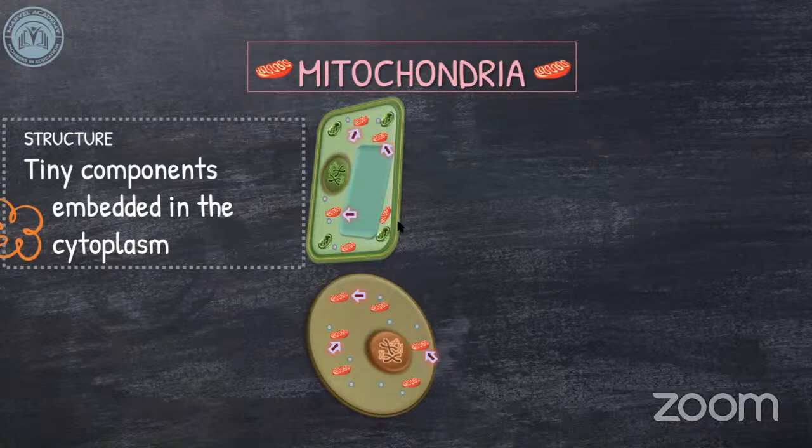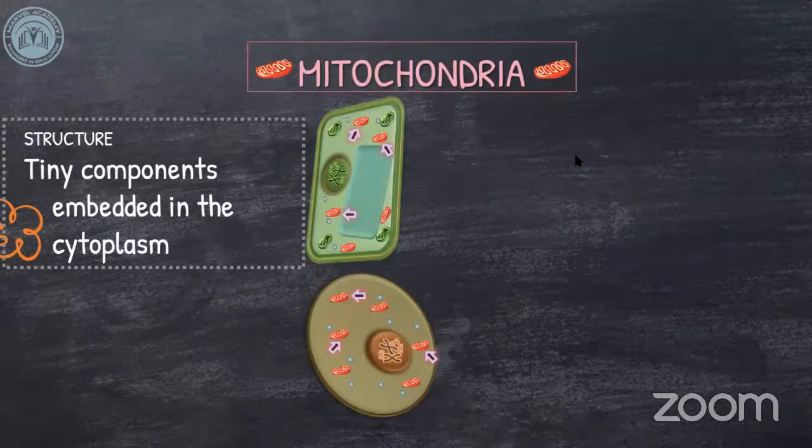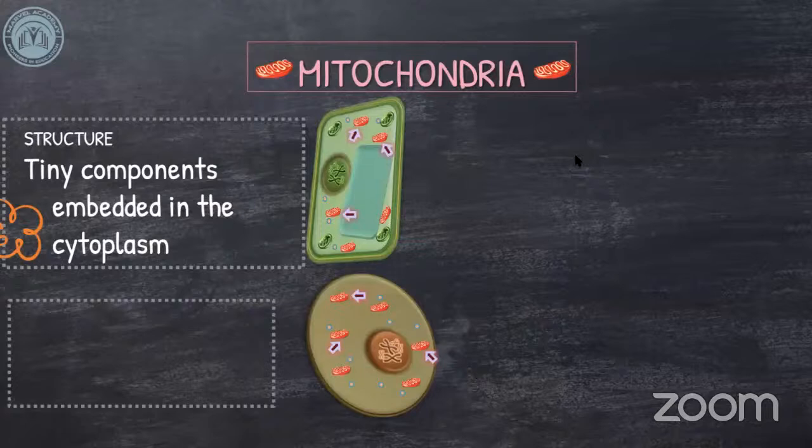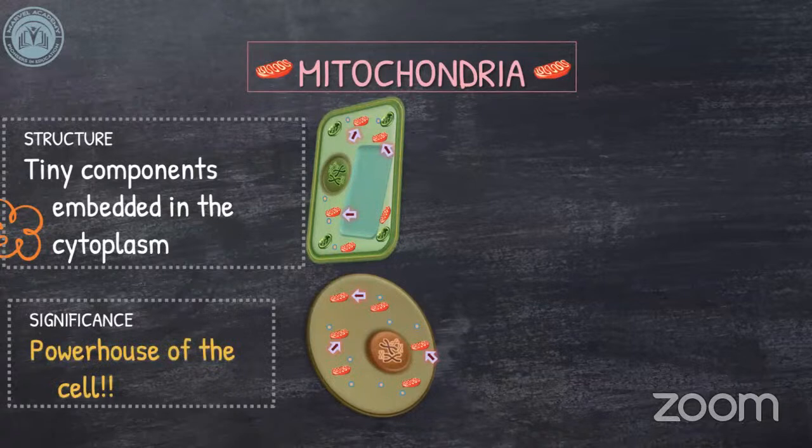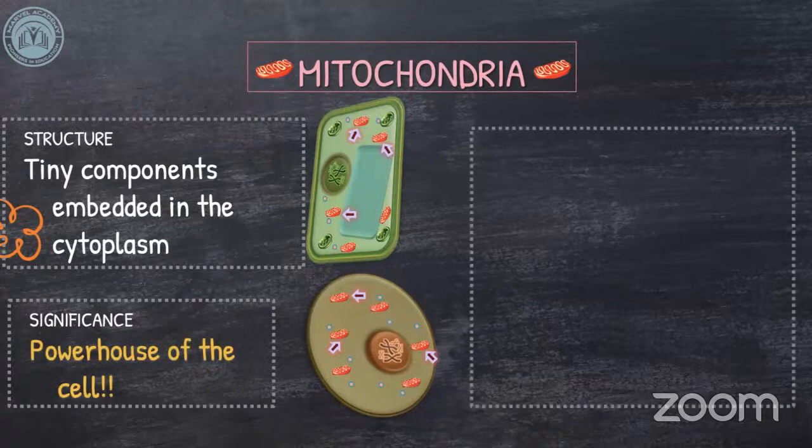Usually children, remember, if any cell has mitochondria, that means it is metabolically active. That means it's an active cell. Most of the time, especially our leg muscles, hand muscles, where we do intensive activities, we have a high proportion of mitochondria. A high proportion of mitochondria means, students, that the cell is metabolically active.